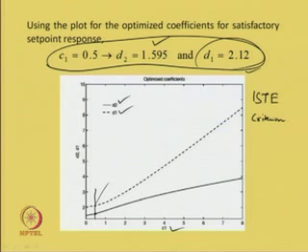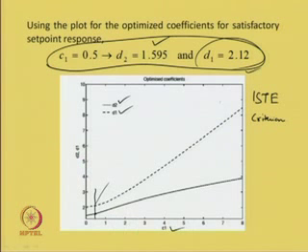So, for various C1, it is possible to find various combinations of D2 and D1 using this plot, which is the plot of D2, D1 versus C1 optimizing the ISTE criterion. So, using this plot we have found that for C1 equal to 0.5, D2 is equal to 1.595 and D1 is equal to 2.12.